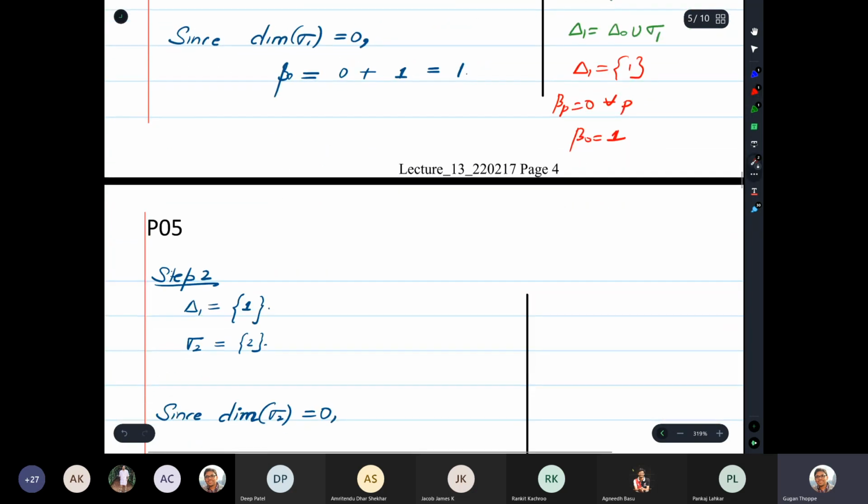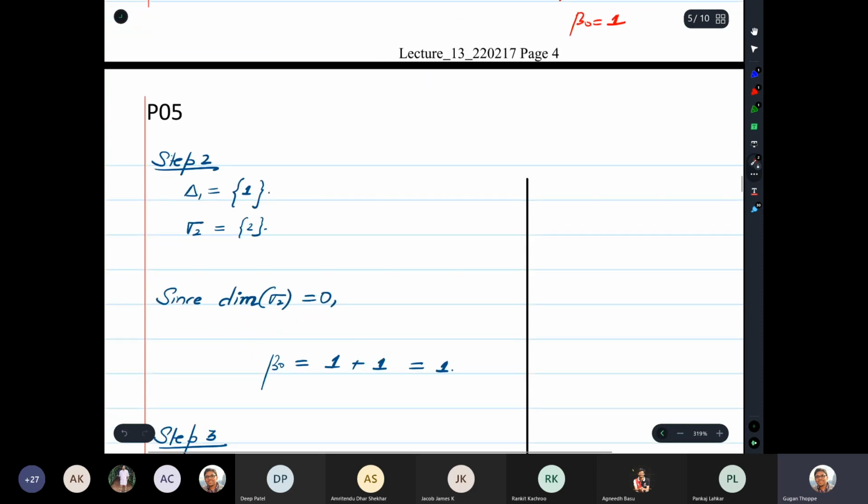So this is step 1. Okay, the first iteration is done. Now in the next iteration, delta 1 is having this vertex 1, and I'm going to add this vertex 2 to this, right?